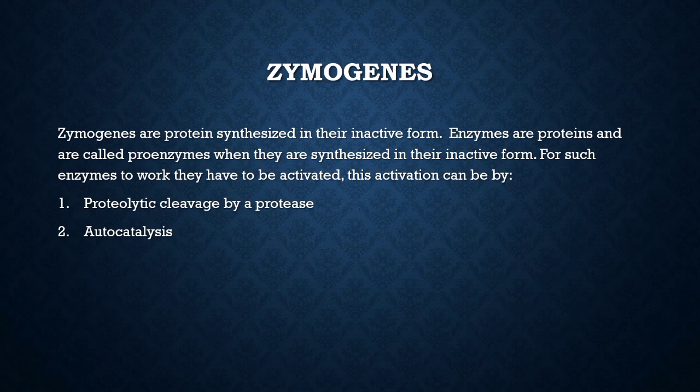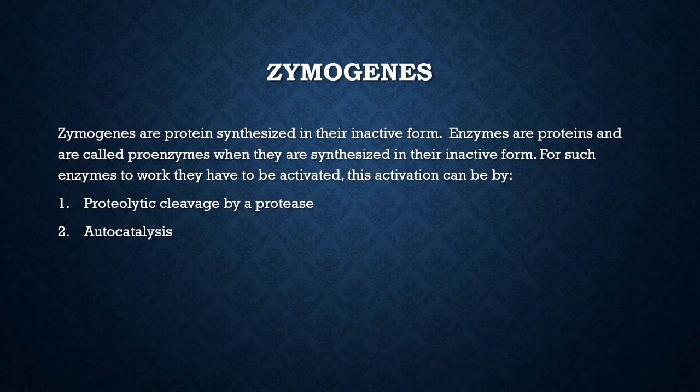Now, for these enzymes to be able to carry out their function in the body system, they need to be activated. This activation can be done by proteolytic cleavage by protease, and the second one is autocatalysis. For the first one, proteolytic cleavage by protease, I'm giving an example of a hormone, insulin. Insulin is secreted in its inactive form, so it needs to be activated by protease to be able to carry out its function in the body system.